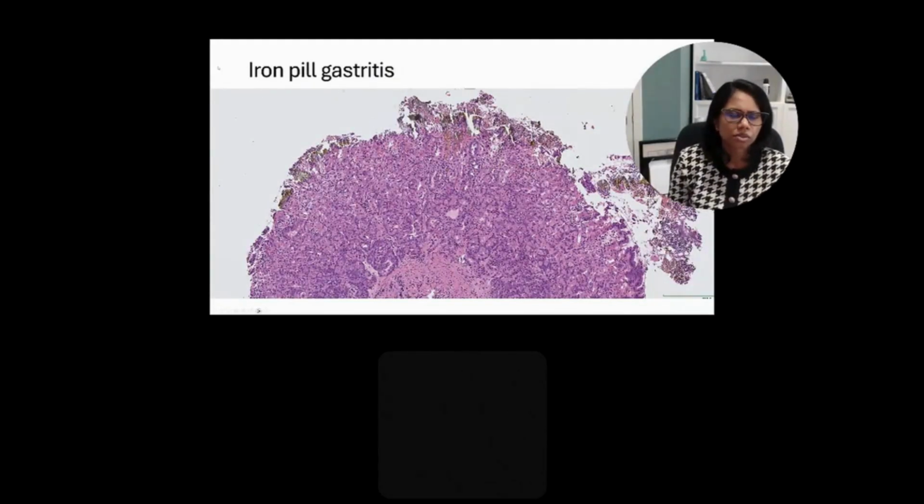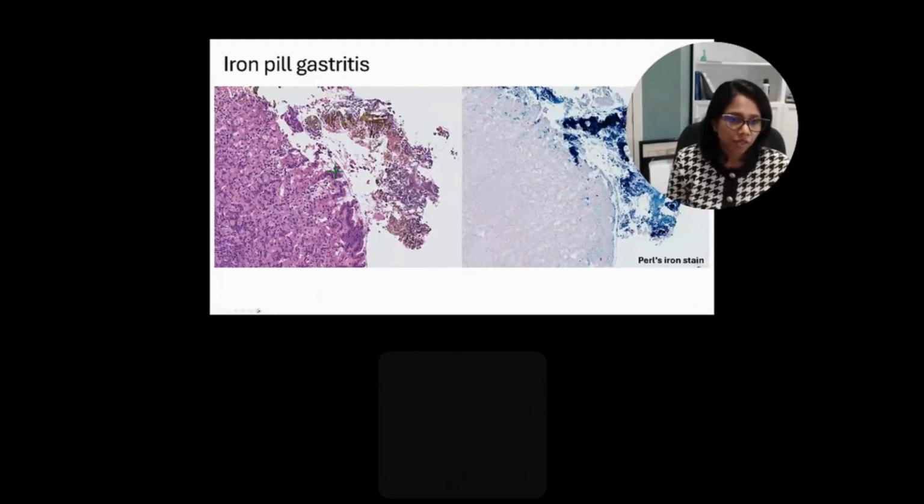The one medication-related pattern that I have an example of here is the iron pill gastritis. Here you can see there's evidence of surface erosion, and you have these coarse brown-black crystalline deposits stuck onto the surface, resulting in this kind of ulcerated pattern of inflammation. The degree of acute inflammation can vary, and this is not a particularly acutely inflamed biopsy. There are some neutrophils on the superficial aspect, but they can be very dramatic with lots of inflammation depending on the degree of the insult.